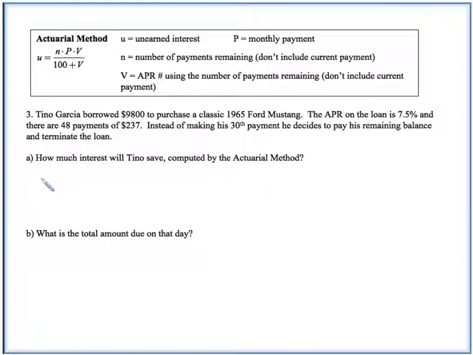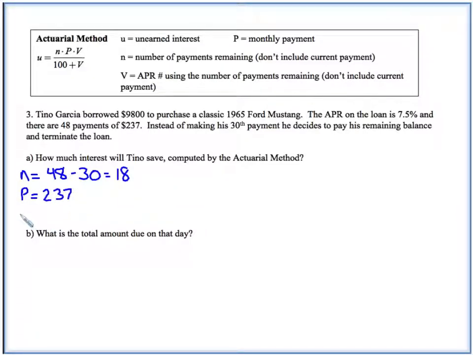Okay, so some things that we need to look for here are going to be N, the number of remaining payments. This one had 48 total payments, and instead of making his 30th payment, we'll subtract 30 there. So the number of remaining payments, not including the 30th, is 18. We also need P, the monthly payment, and that's given to us right here, and it's $237.